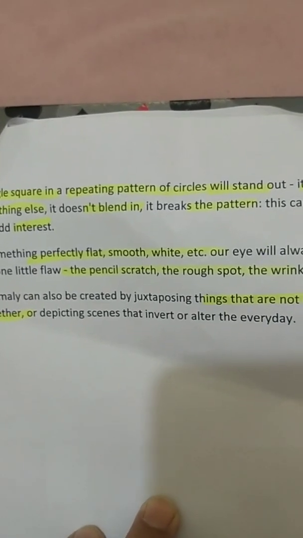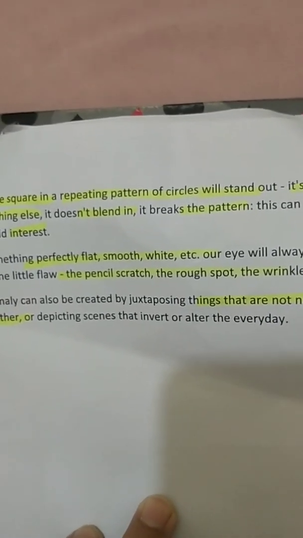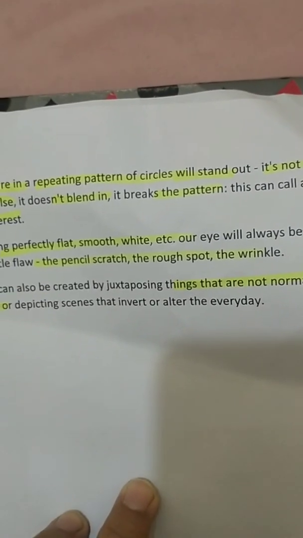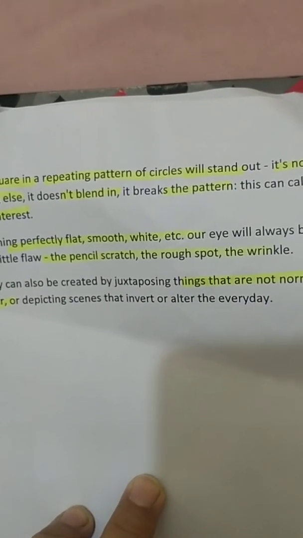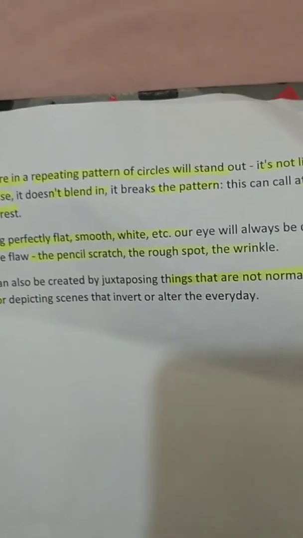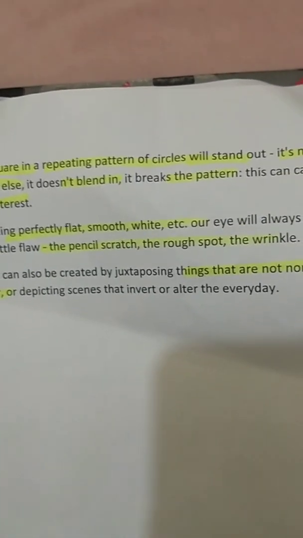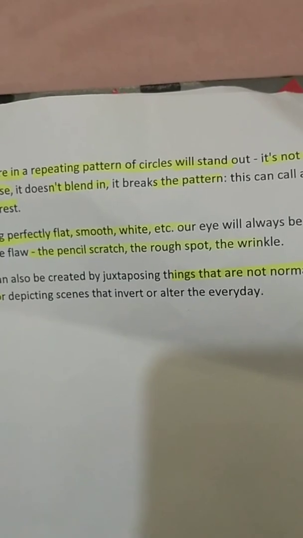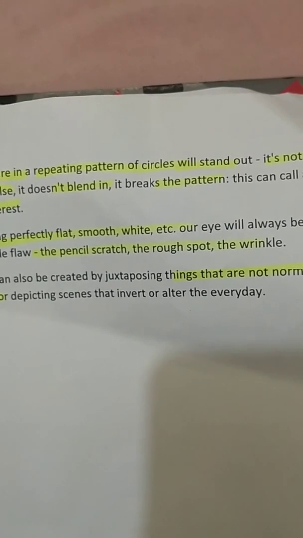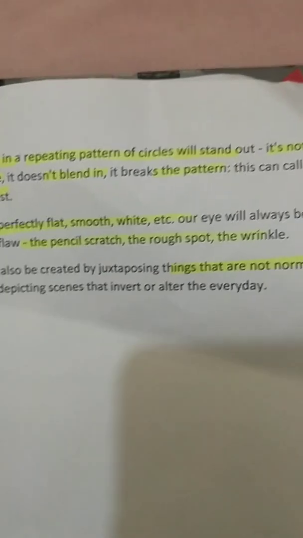In something perfectly flat, smooth, white, our eyes will always be drawn to the one little flaw: the pencil scratch, the rough spot, the wrinkle. Anomaly can also be created by juxtaposing things that are not normally seen together, or depicting scenes that invert or alter the everyday.